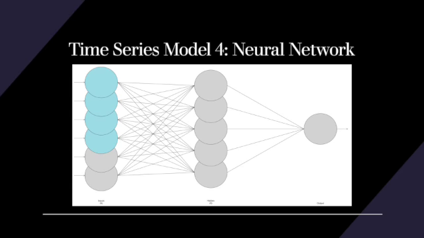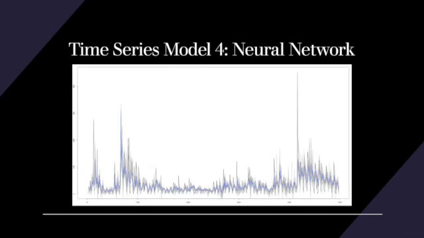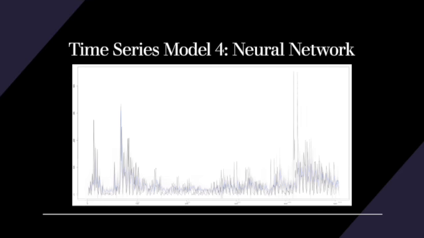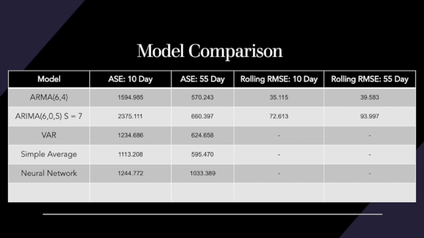Next, we constructed a neural network to predict daily sales. Note here that when we take the original realization and then predict the private sales for those days using our neural network, we get very similar behavior. Now here we have the 10-day forecast, followed by our 55-day long-term forecast. Here we see that our simple average model still wins out on the short-term ASE, and the ARMA 6,4 model has better scores in other categories.